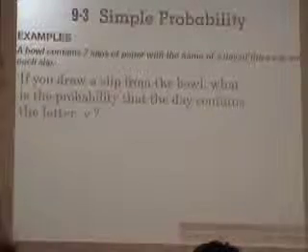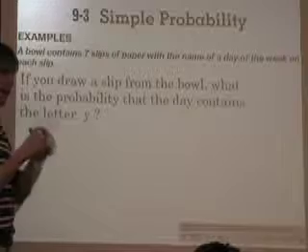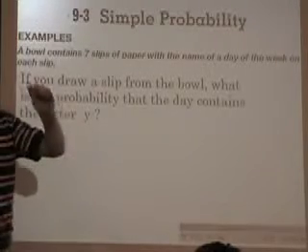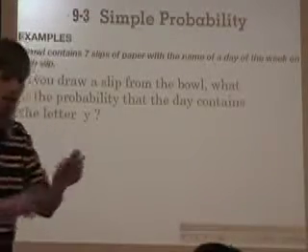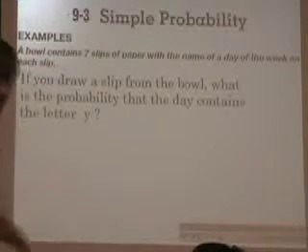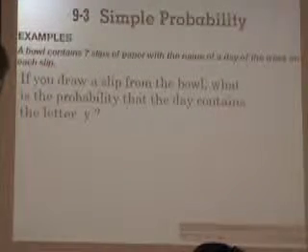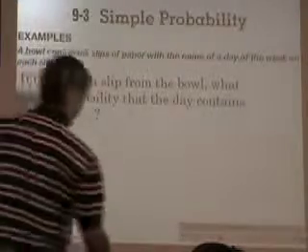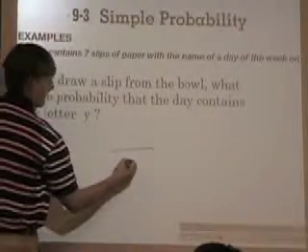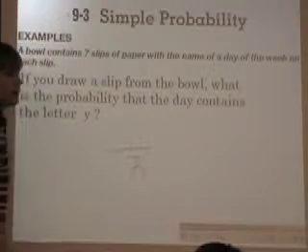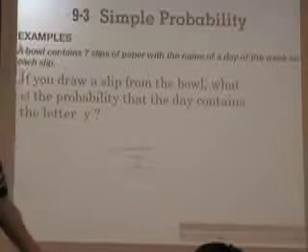So here you got a bowl with 7 days on it. Monday, Tuesday, Wednesday, Thursday, Friday, Saturday, Sunday on a piece of paper, put in a hat. Okay? Now we're going to draw out of that hat. Okay? So now how many choices do I have to draw out of the hat? 7. So I automatically put that on the bottom without even reading the question.